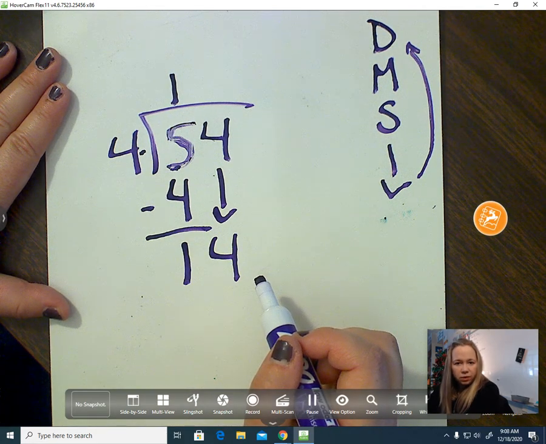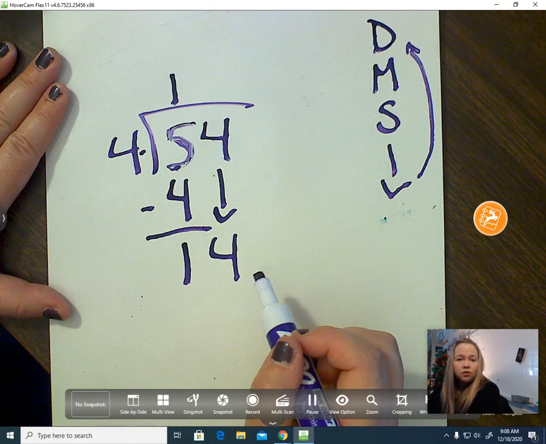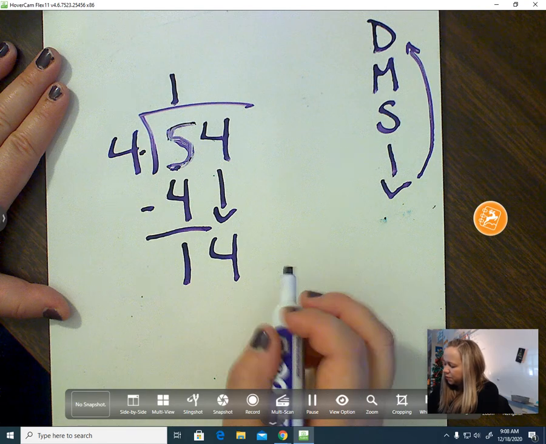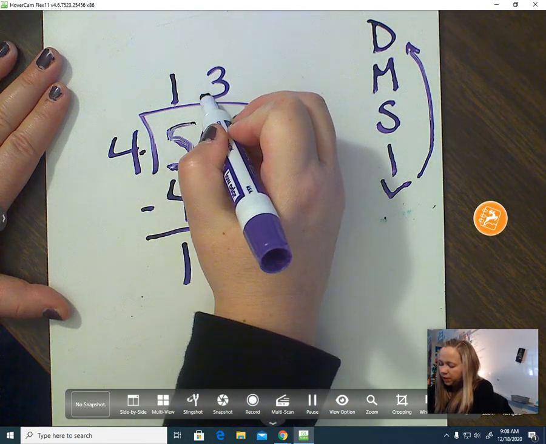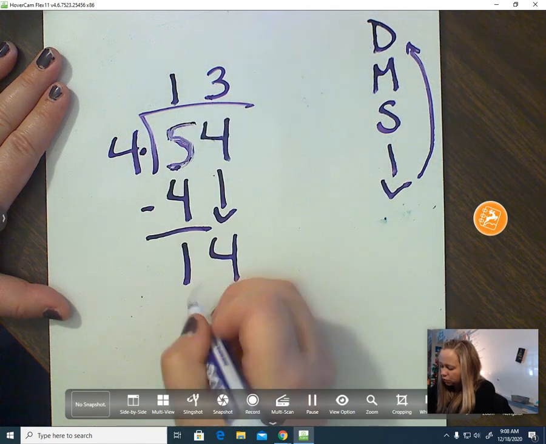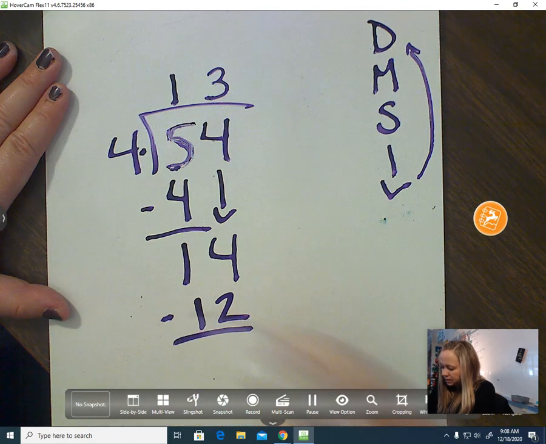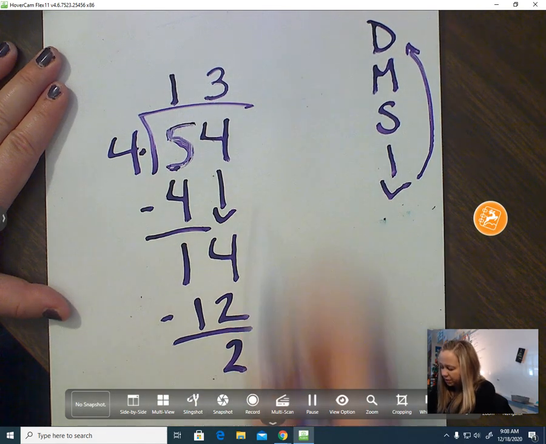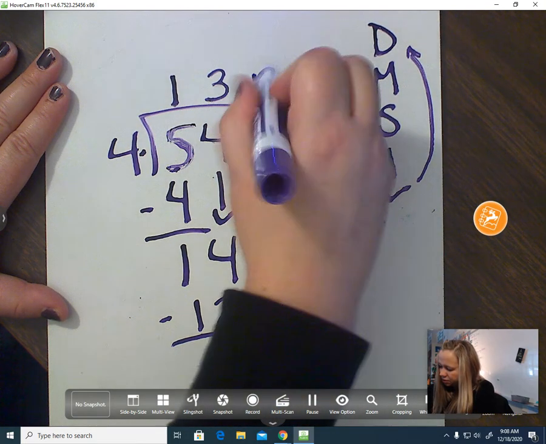4 times 1 is 4. 4 times 2 is 8. 4 times 3 is 12. 4 times 4 is 16. Price is Right rules too, you went over. So 14 divided by 4 is 3. Now we're going to swing down. 3 times 4 is 12. Subtract. 4 minus 2 is 2. There's nothing left to bring down, so this one goes up as a remainder 2.